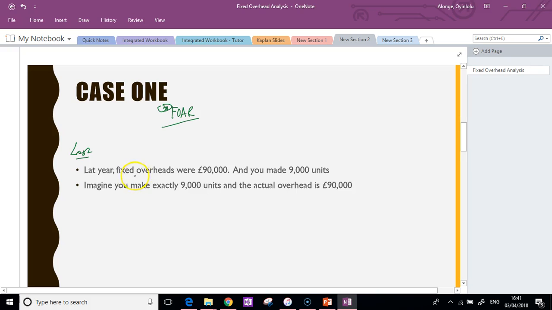So imagine that last year, I'm going to be using last year's data. I think last year fixed overheads were 90,000 and I made 9,000 units. Okay. So I'm thinking, right, that means my FOIR is 90,000 over 9,000. So that's £10 a unit. So you've created this idea that somehow fixed costs change with volume. It's an idea, right? So you're saying per unit, I will attach £10 of fixed cost.